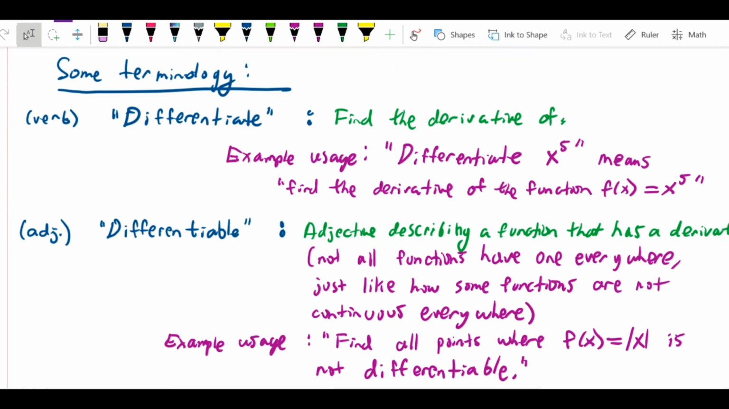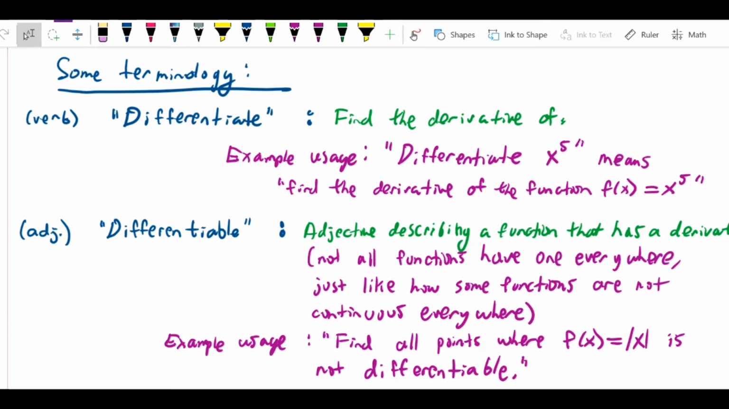So now I just want to go over some terminology surrounding the notion of derivatives. The first one is the verb differentiate. Differentiate is a verb that means find the derivative of. You can imagine this being a command on, let's say, a future quiz.